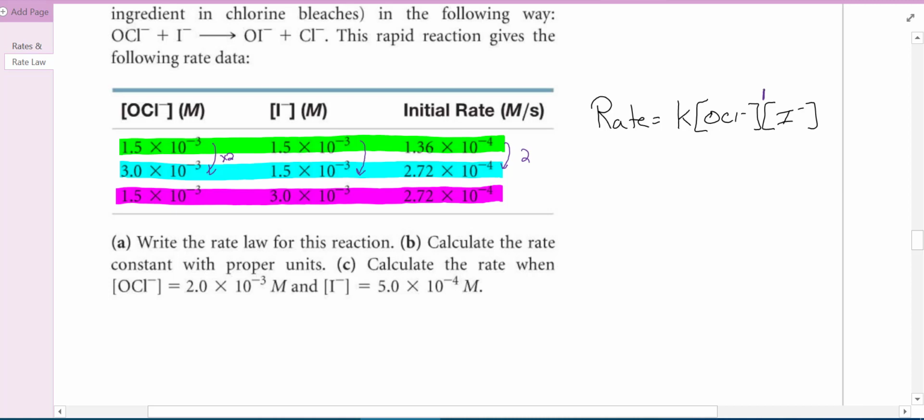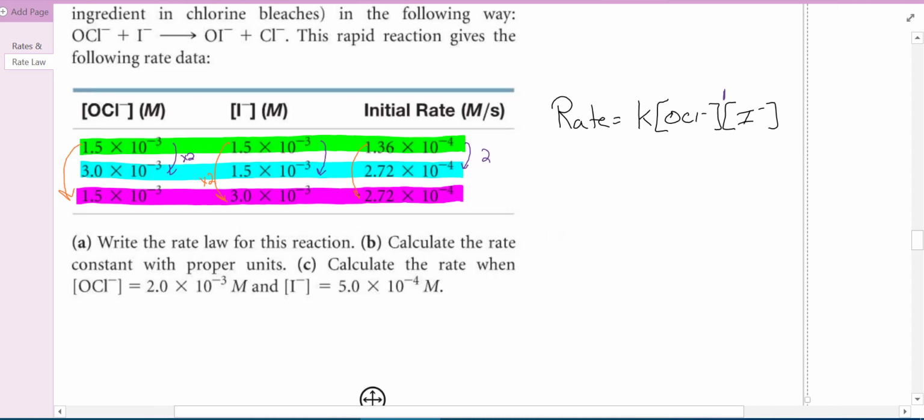Alright, so now if we look at experiments 1 and 3, same, times 2, also times 2.